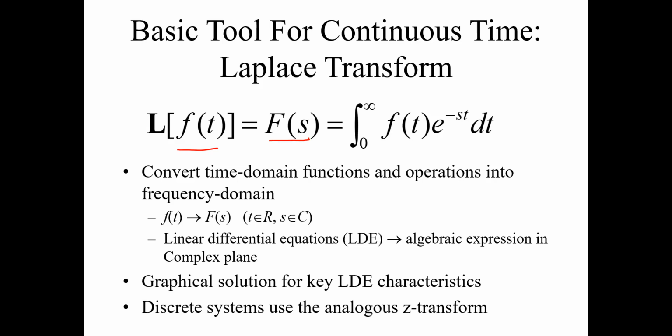How to convert from a function in domain t, or time domain, to the domain s by using this equation: integral from 0 to infinity of f(t) times e to the power of minus st dt. So this is the function to convert from time domain, or domain t, to domain s.